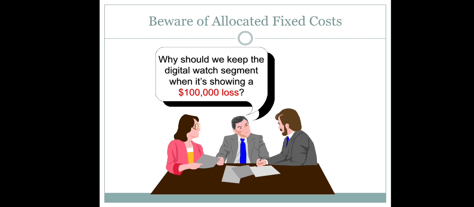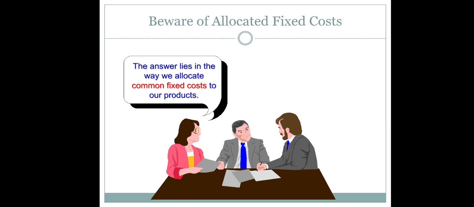Okay, this is the question. Why should we keep the digital watches segment when it's showing a $100,000 loss? Okay, why? The answer lies in the way we allocate the common fixed cost to our product. I hope you have learned about this. For segment reporting, there are two types of fixed costs. Common fixed cost, and another one.